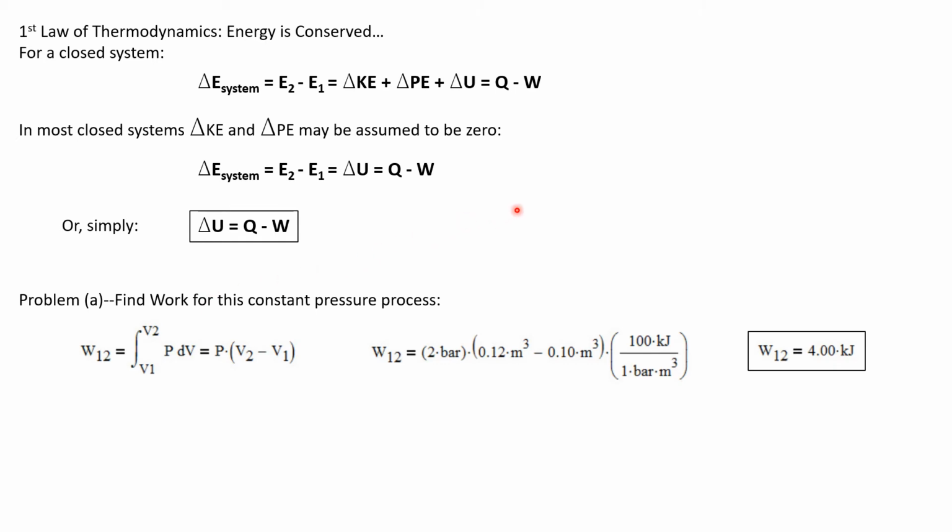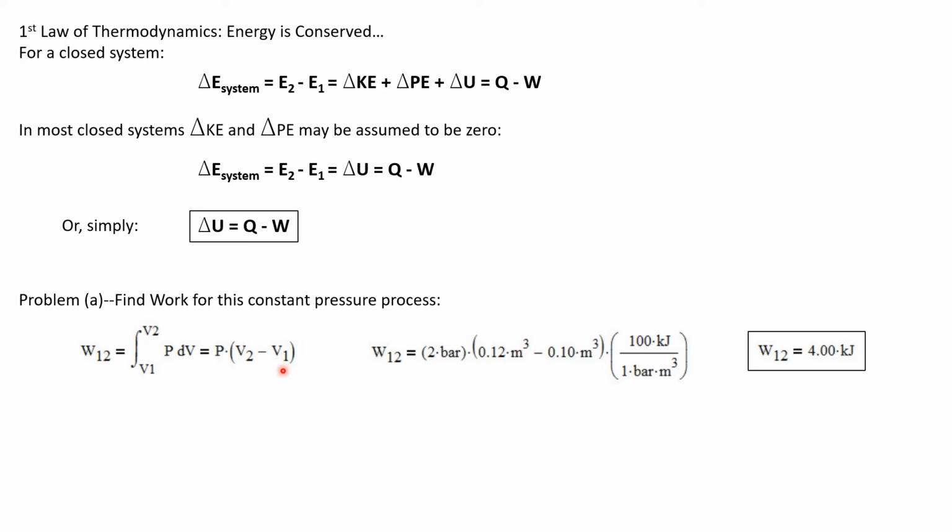Let's find the work for part A of this problem. And we know that the work for process 1-2 is the integral from V1 to V2 of P dV. Now previously we have evaluated this integral, and we know that for a constant pressure process, the integral reduces to the pressure times the change in volume of the system.